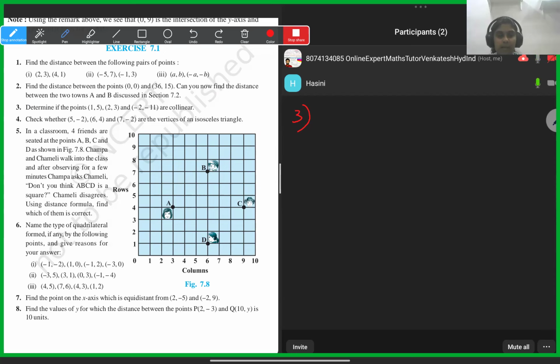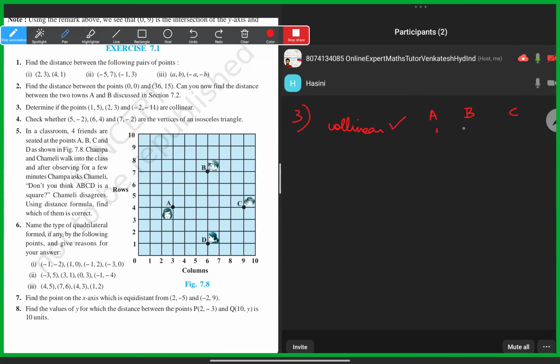Determine if the points 1 comma 5, 2 comma 3, and minus 2 comma minus 11 are collinear. So collinear, we need to understand, Hasni. Collinear means, for example, if 3 points lie on the same line, then the points are said to be collinear. Linear means straight. Collinear means all these 3 points are one after the other in a straight line. That is the meaning.